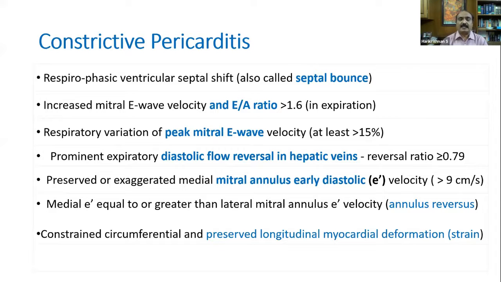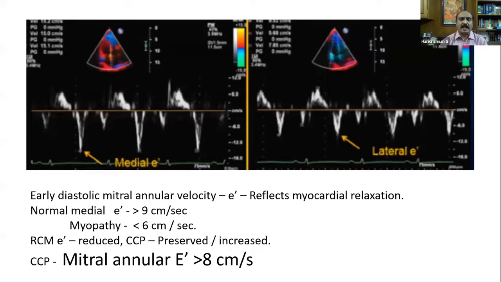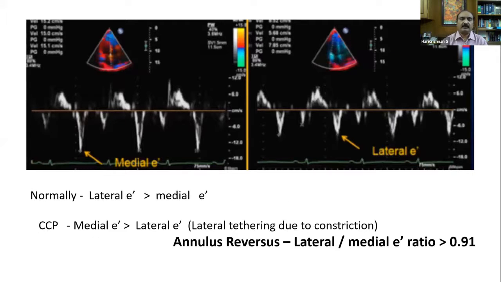Then there is constrained circumferential and preserved longitudinal myocardial deformation. The septal bounce and shudder. So you can see the septal movement outward. Early diastolic mitral annular velocity E prime reflects the myocardial relaxation. Normal medial E prime is more than 9 millimeters. In myopathy, it is less than 6 millimeters. In restriction E prime is reduced. In constriction, it is preserved or increased.